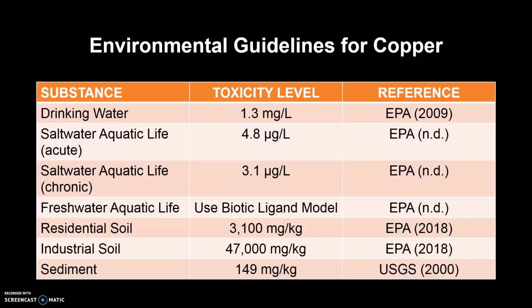This table lists the environmental guidelines for copper. As you can see, there's about 1,000 times difference between the toxicity level for human health and drinking water compared to the aquatic life criteria. Freshwater toxicity for aquatic life is calculated using the biotic ligand model because there are many variables in freshwater that can greatly affect the toxicity of copper, such as water hardness and the amount of dissolved organic carbon. Also notice a greater than 10 times difference between the residential and industrial soil toxicity guidelines. Even lower than the residential toxicity level is a sediment toxicity level.